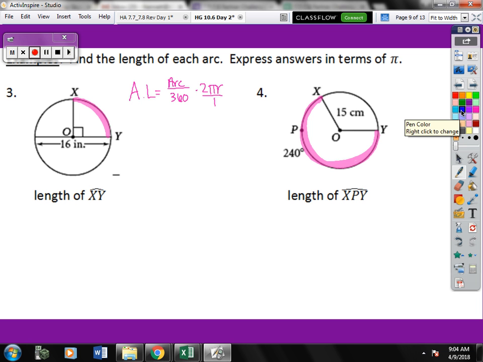So what is the measure of arc xy? How many degrees is arc xy? 90. This is 90. This is also 90. So that goes in for arc. Now we have times, we could have used pi d, I guess, because we were given the diameter, but whatever. I already wrote this up here. So the diameter is 16, which means the radius is 8. So it would have 2 times pi times 8. So we have 90 over 360, which you could reduce, times 16 pi.